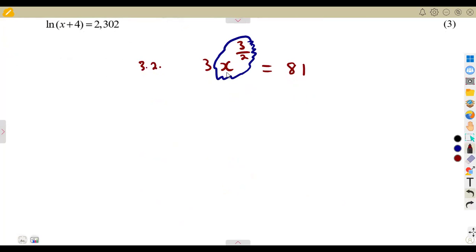So what is affecting this single term? You will see that it is this 3, which is multiplying. So how do you remove the 3, which is multiplying? You divide. So you're going to divide by 3 both sides. x to the exponent of 3 over 2 is equal to what? So if we divide, that is going to be a 27. All right. So there we are going to obtain a 27.